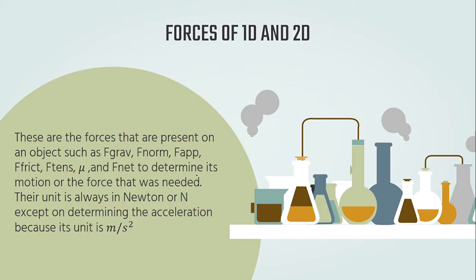These are the forces that are present on an object, such as F-grav, F-norm, F-app, F-fric, F-tension, coefficient of friction, and F-net, to determine its motion or the force that was needed. Their unit is always in Newton or N, except when determining the acceleration, because its unit is meter per second squared.